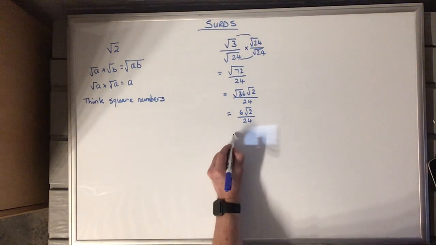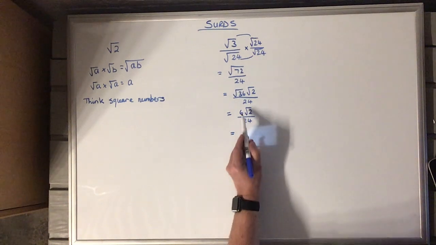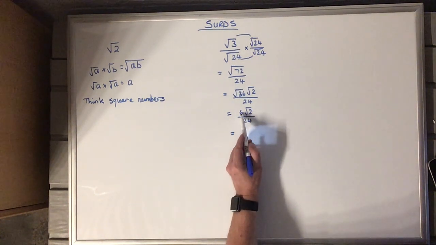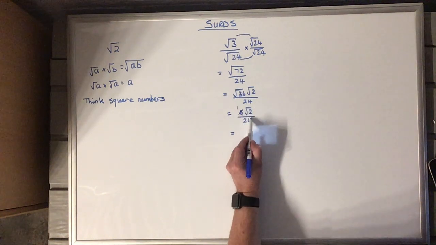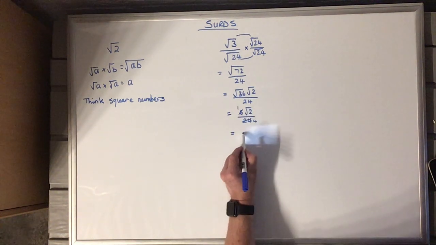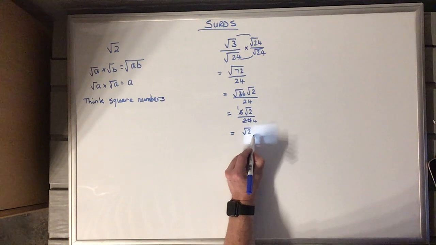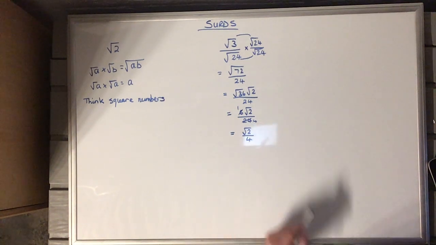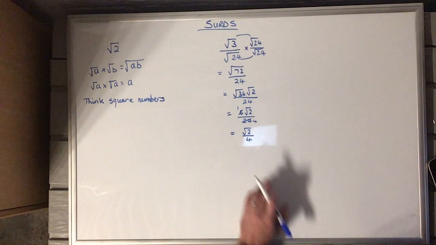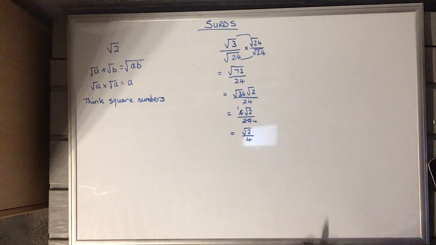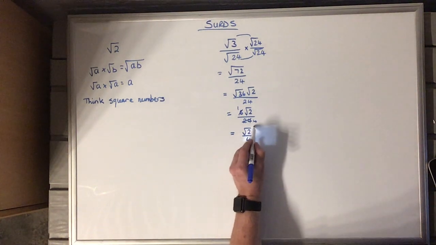And we can now cancel down products and quotients, so only multiplication and division. So that's 6 into 6 goes once, 6 into 24 goes 4 times. So we have root 2 over 4. Now we can't go any further because the question says rationalise the denominator, which means that we don't have any roots in the bottom. Nothing else will cancel there. So that's your final answer.